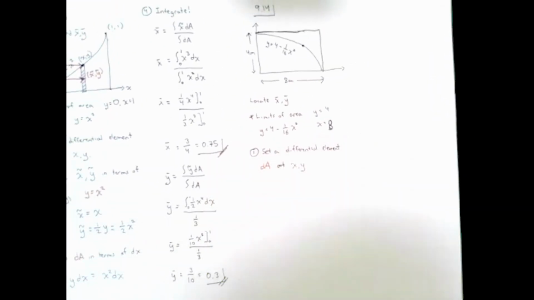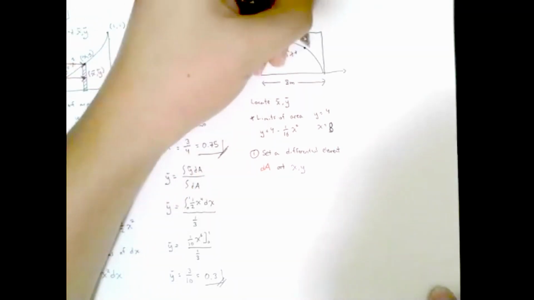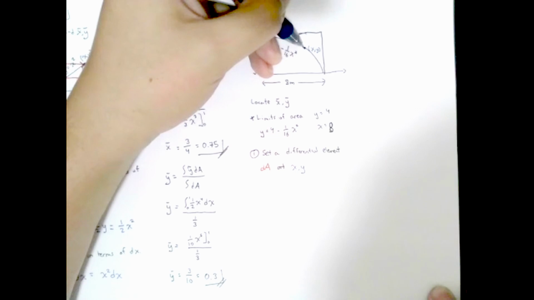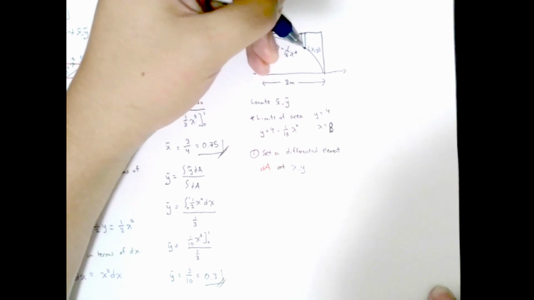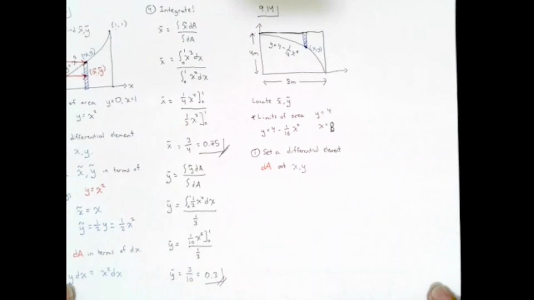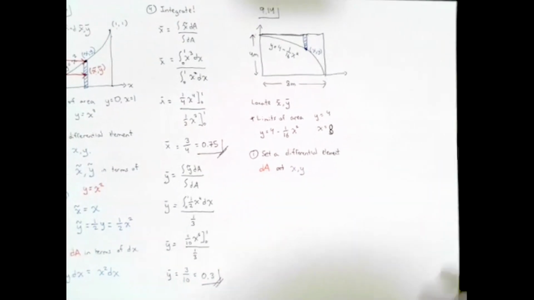Anyway, let's go back. All right. So we set a differential element dA at x, y. So this is my arbitrary point x, y. My differential element has to be located right in my shape. So this is my differential element, okay? Now, step number 2.